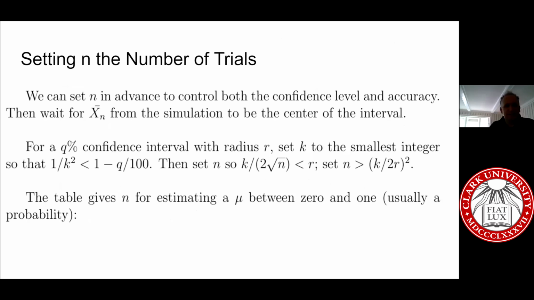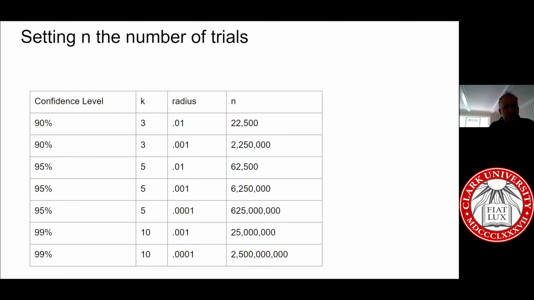So setting n is simple, right? We have this simple algebraic inequality, and we could just set k what we want, and based on a confidence interval we want, we can set n based on the k and the radius and everything. So I did a table here for what you should set n to based on the confidence level you want and the radius you want.